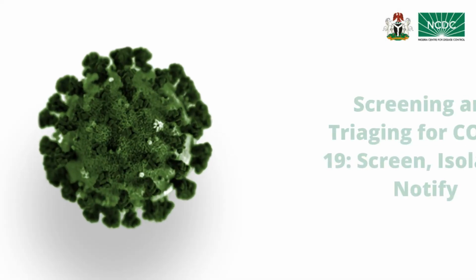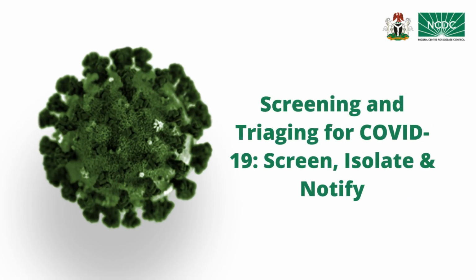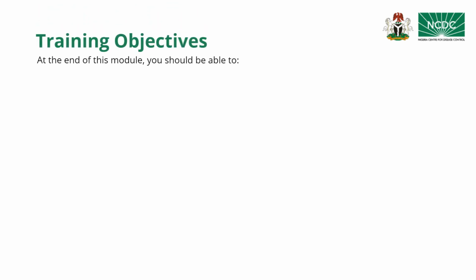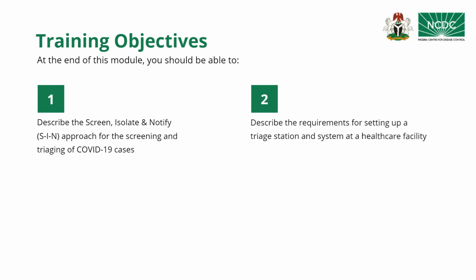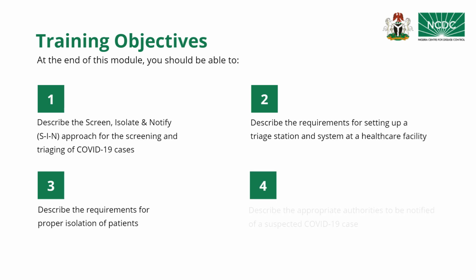This module describes the screening and triaging process for COVID-19 cases using the screen, isolate, and notify approach. At the end of this module, you should be able to describe the screen, isolate, and notify approach for the screening and triaging of COVID-19 cases. Describe the requirements for setting up a triage station and system at a healthcare facility. Describe the requirements for proper isolation of patients, and describe the appropriate authorities to be notified of a suspected COVID-19 case.